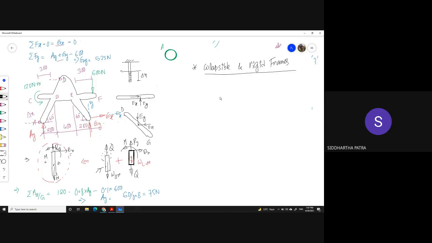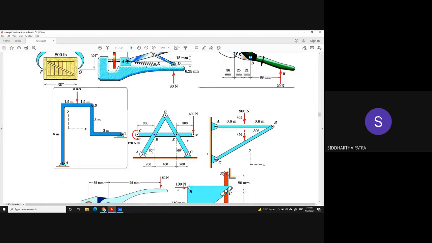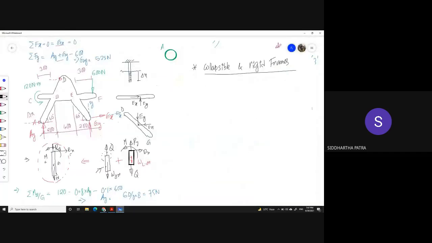Okay. Now consider this image right here, the one on the left. That is the central figure. If I really think about it, you had three rigid bodies. You just pinned them at three locations.